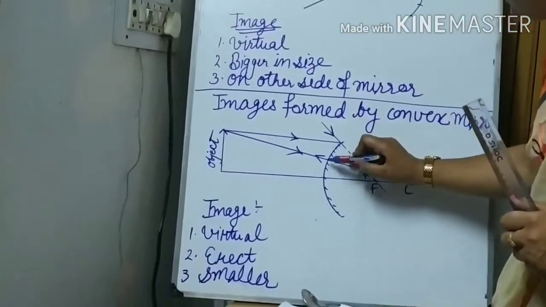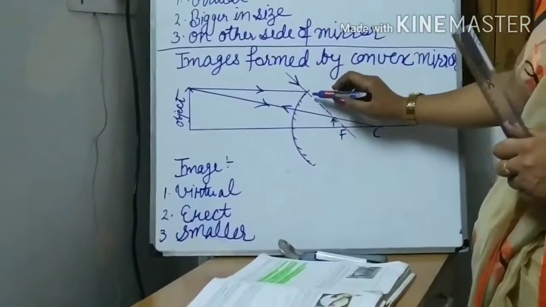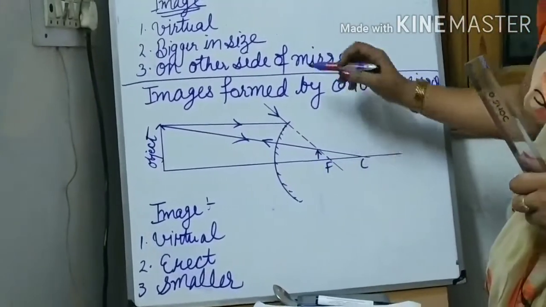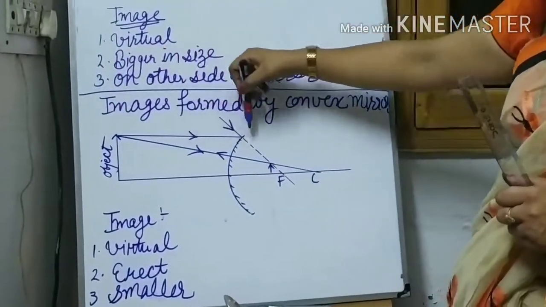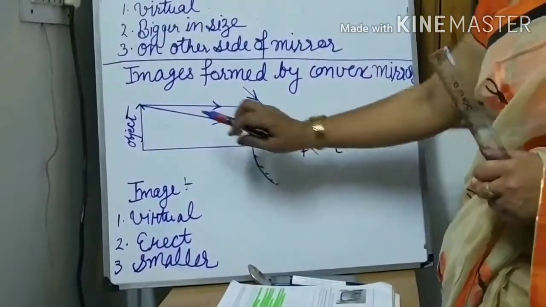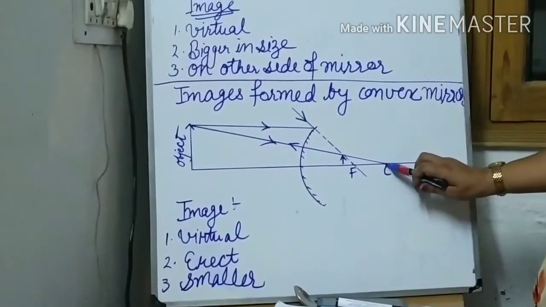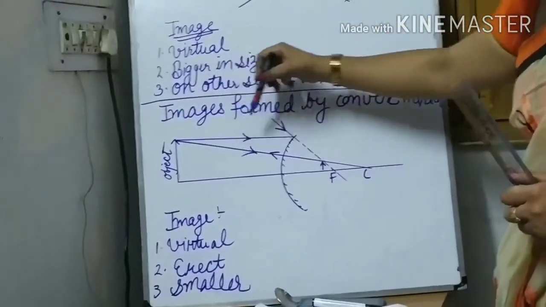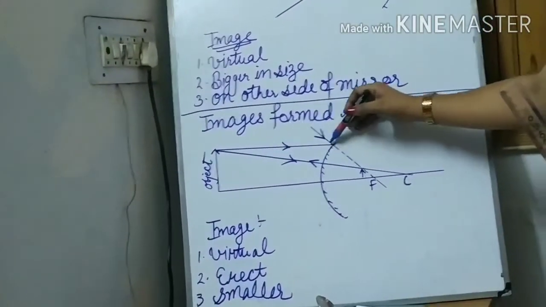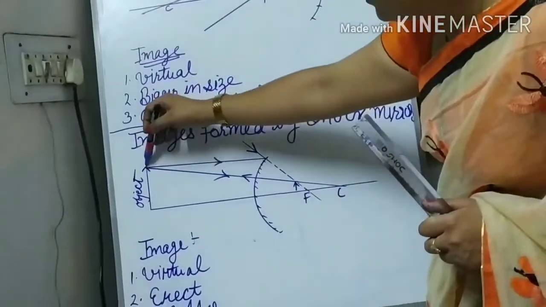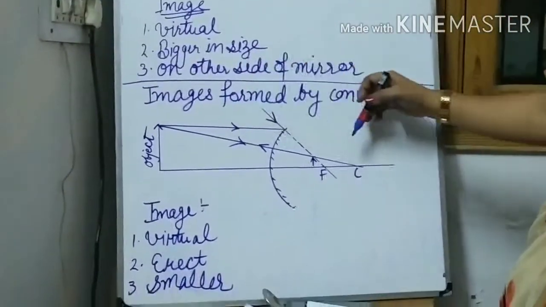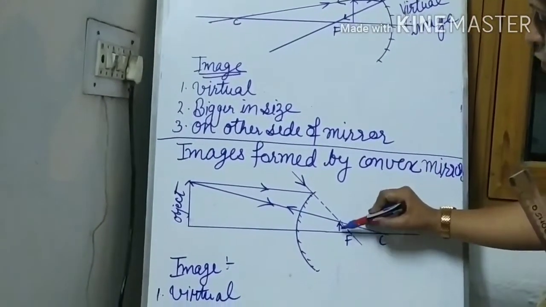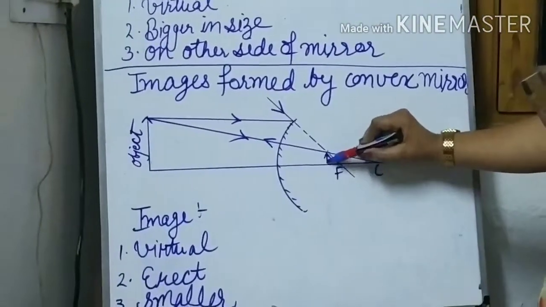Here the outer reflecting surface is curved outwards. Now take one ray parallel to the principal axis and one ray crossing through the center of curvature. Now just see here, students: the ray which is parallel to the principal axis is crossing the focus here, and the ray which is passing through the center of curvature, both rays intersect at this point. When I join this point with the principal axis, this image will be formed.